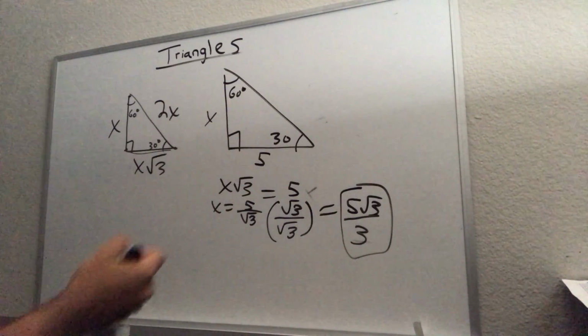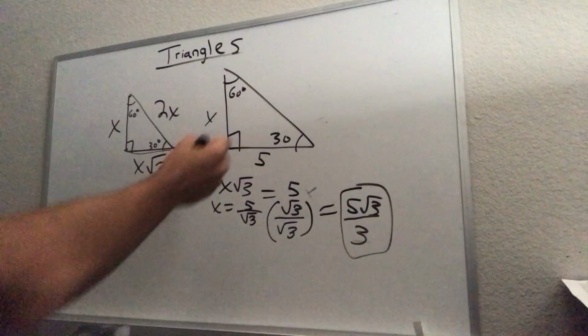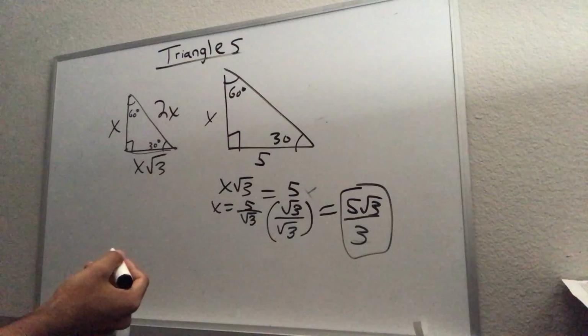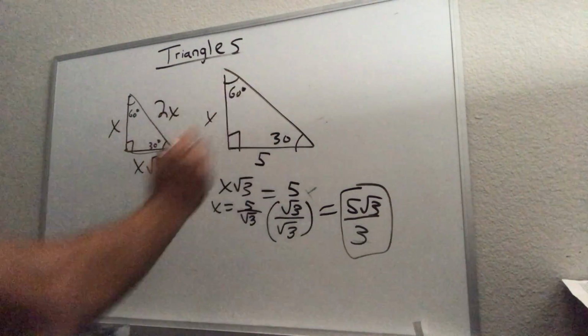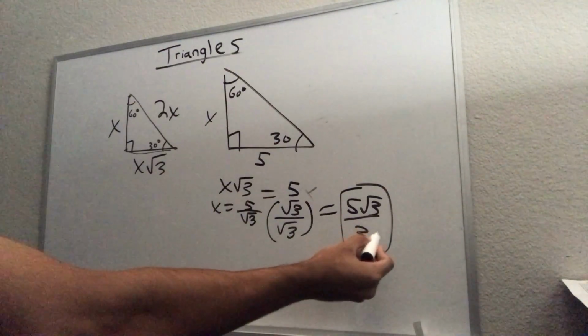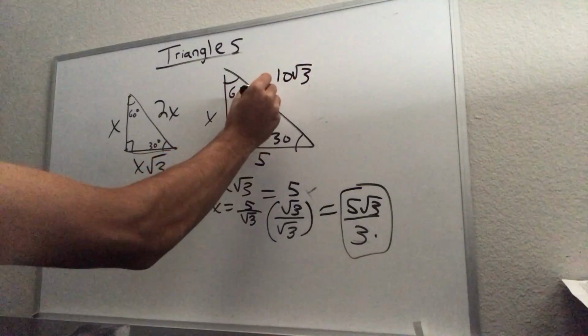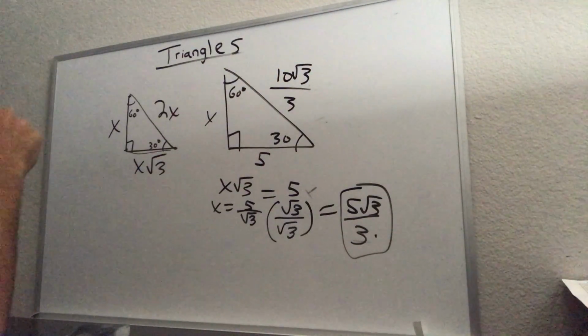And we know that this is x. Therefore, when we look at this, the side that's opposite 90 degrees must be 2 times the side that's opposing 30 degrees. Therefore, the hypotenuse in this case would be 2 times this value, which is 10 root 3 divided by 3. And so essentially we have found all the sides of this triangle.